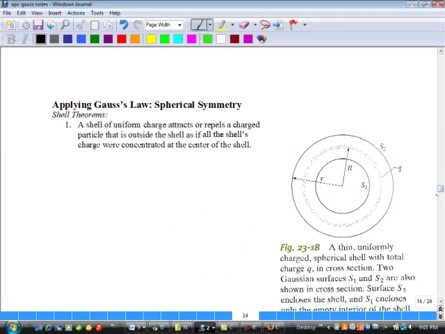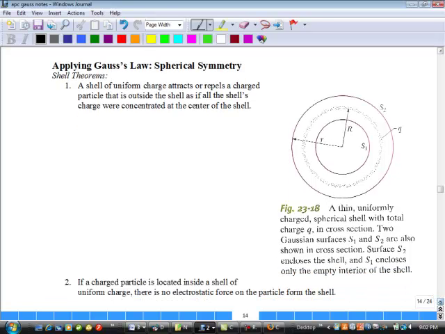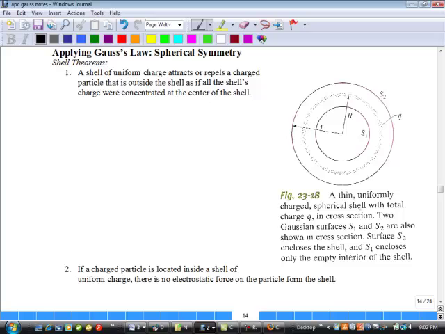Some shell theorems that maybe make some sense to you, maybe it doesn't, I don't know. Let's read through this together. A shell of uniform charge attracts or repels a charged particle that is outside the shell as if the shell's charge was concentrated at the center of the sphere. And so as we look at that, a thin uniformly charged spherical shell with charge Q in cross-sectional area. We have 2 Gaussian surfaces, S1 and S2, shown in the figure. S2 encloses the shell, S1 encloses the empty space inside the shell.